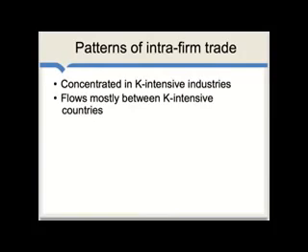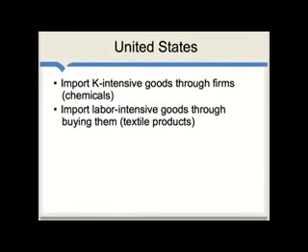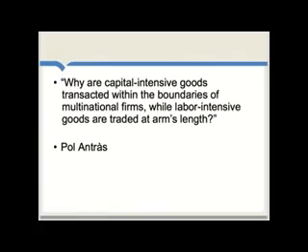There are also some notable patterns for intra-firm trade. Most importantly, it seems to be concentrated in capital-intensive industries. It's also the case that intra-firm trade flows mostly between capital-intensive countries, which are on average, of course, also the wealthier countries. When it comes to the United States, the country is especially likely to import capital-intensive goods through firms, and an example there would be chemicals. When it comes to labor-intensive goods, such as, for instance, textile products, it's more likely that those goods are bought across borders from separate firms.